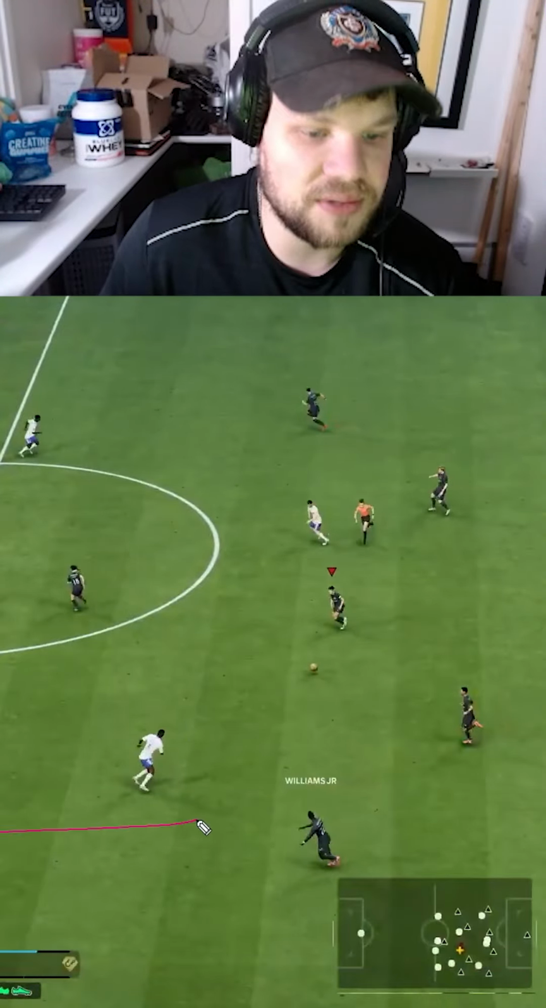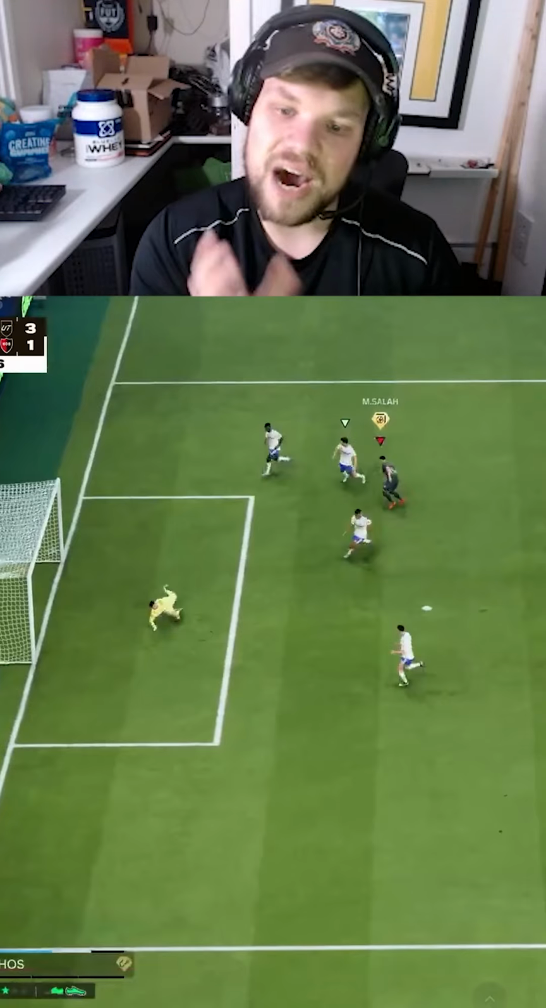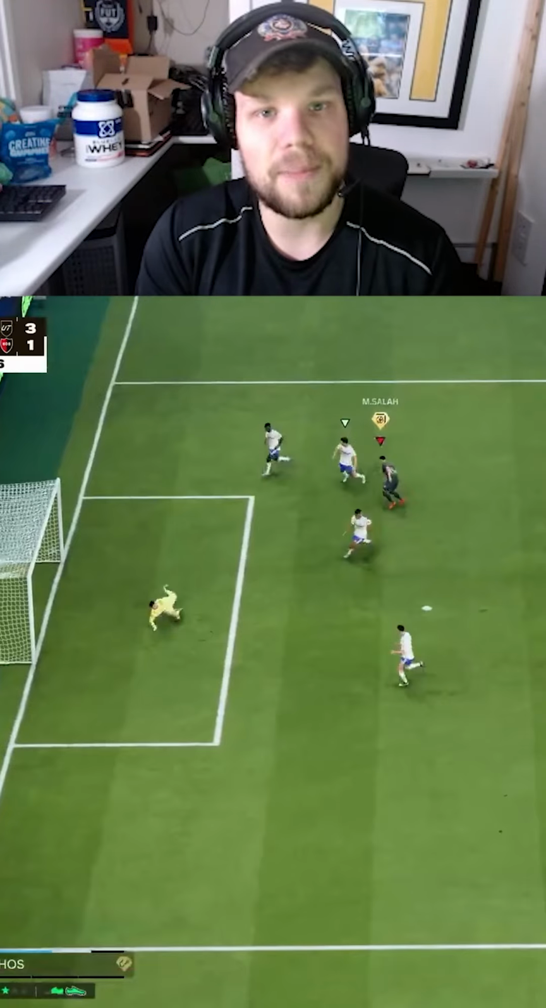In this example, I use the L1 triangle to go over the top. Once I get through with Salah, I'm just going to use that finesse plus playstyle to make my chances a lot easier. That is how we can look to manipulate the mid block of the opponent.